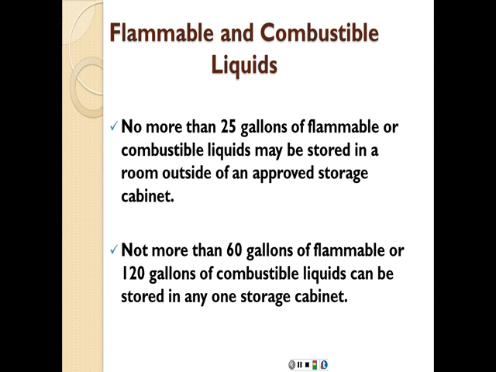For the storage of these flammable and combustible liquids, no more than 25 gallons of flammable or combustible liquids may be stored in a room outside of an approved storage cabinet. So you can have more than 25 gallons, but inside the storage cabinet. No more than 60 gallons of flammable or 120 gallons of combustible liquids can be stored in any one storage cabinet. So even if you're going to have a storage cabinet to contain this combustible or flammable material, it should not contain more than 60 gallons of flammable or 120 of combustible.